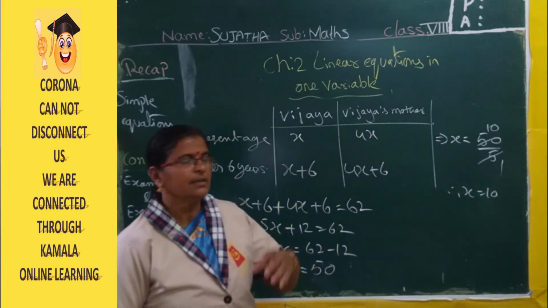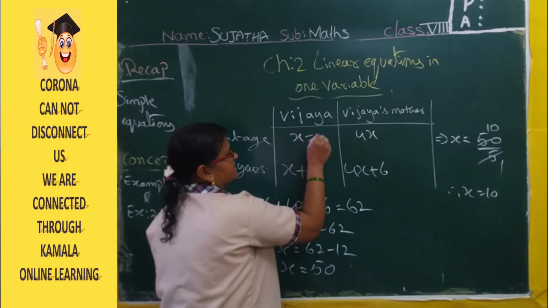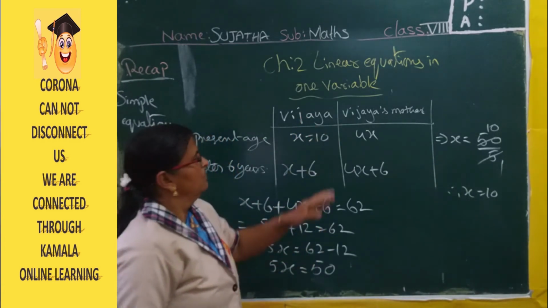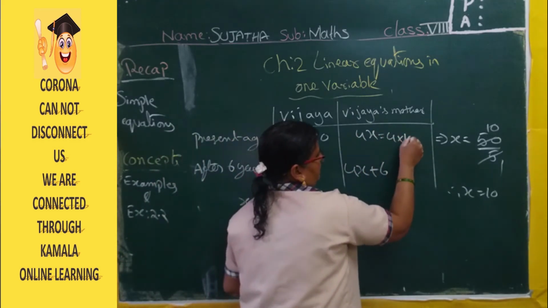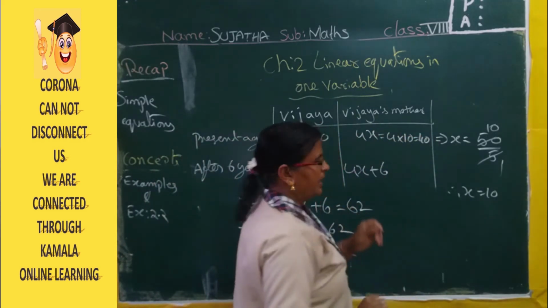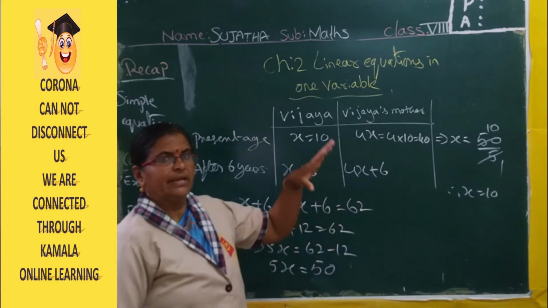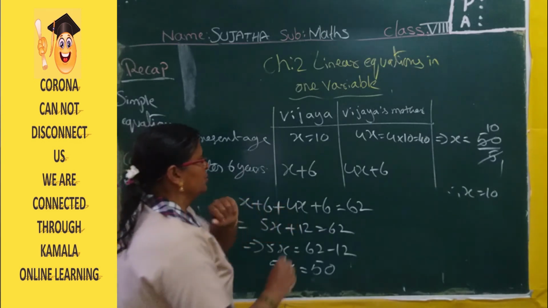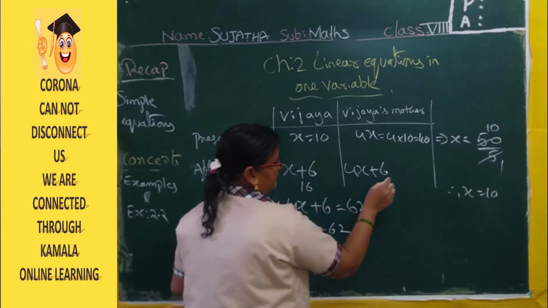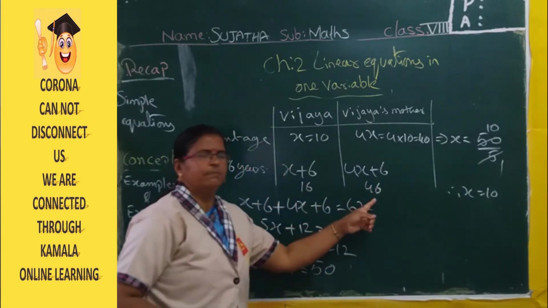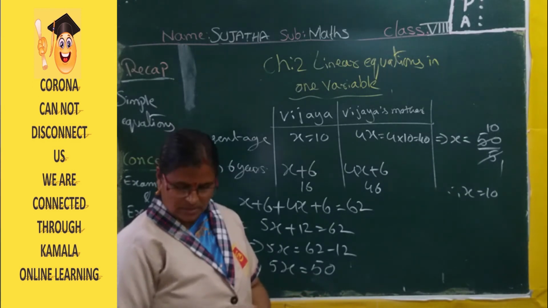So, what is x? x is nothing but present age of Vijaya. Now, what is the present age of Vijaya? 10. What is her mother's present age? 4x. That is 4 into 10, 40 years. Okay. After 6 years, if you add their ages it will be 62. Now, 10 plus 6, 16. Here, 40 plus 6, 46. If you add 16 plus 46, 62. Got it now? Like that.